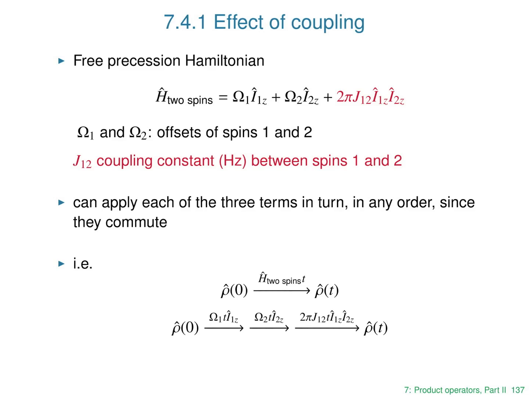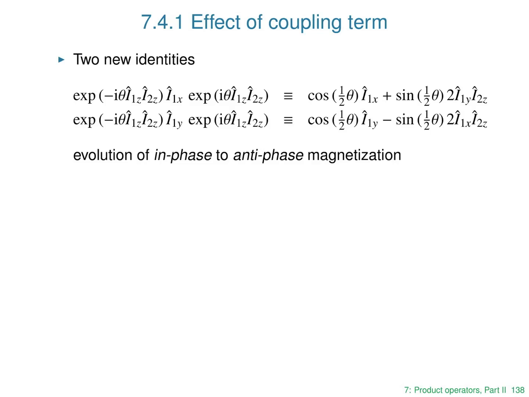We haven't come across that yet. And you'll be glad to hear that the answer is already known. And so we just have to supplement our table with a couple of new identities. Now have a look at these. It says e to the minus i theta I1z I2z. That's the J coupling term, acting on I1x.